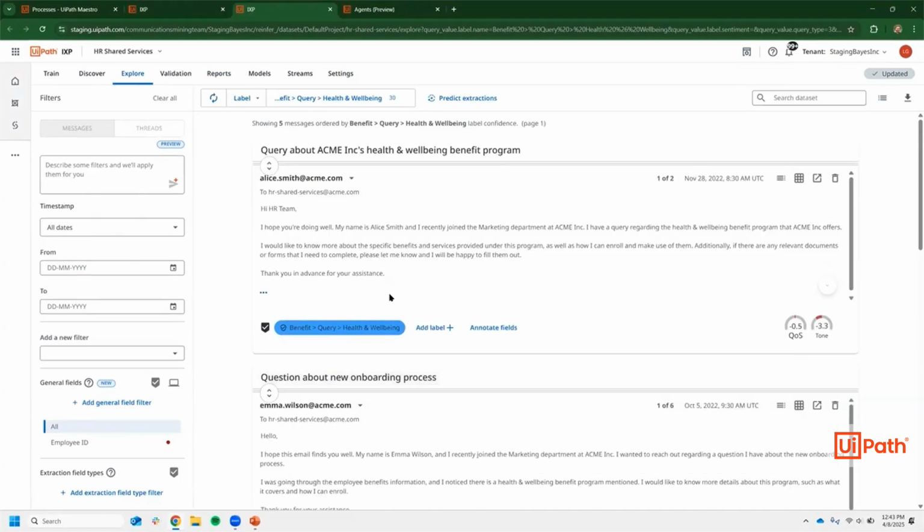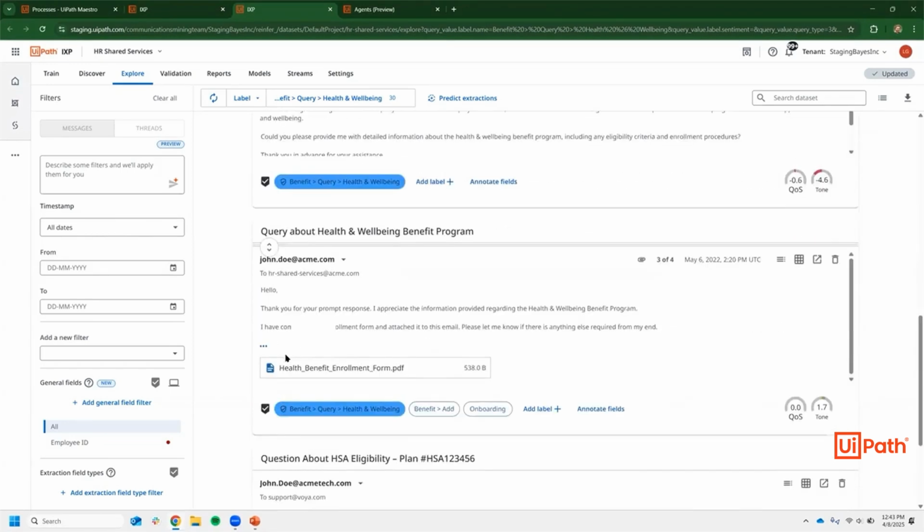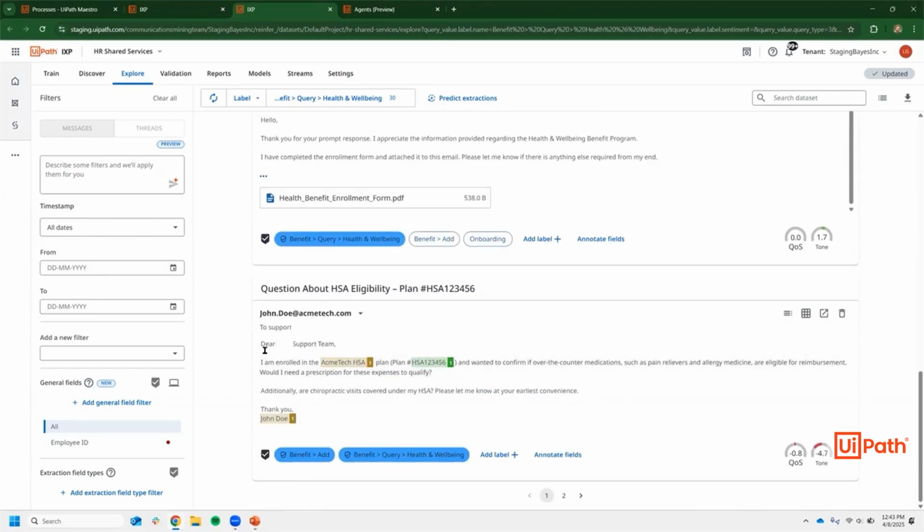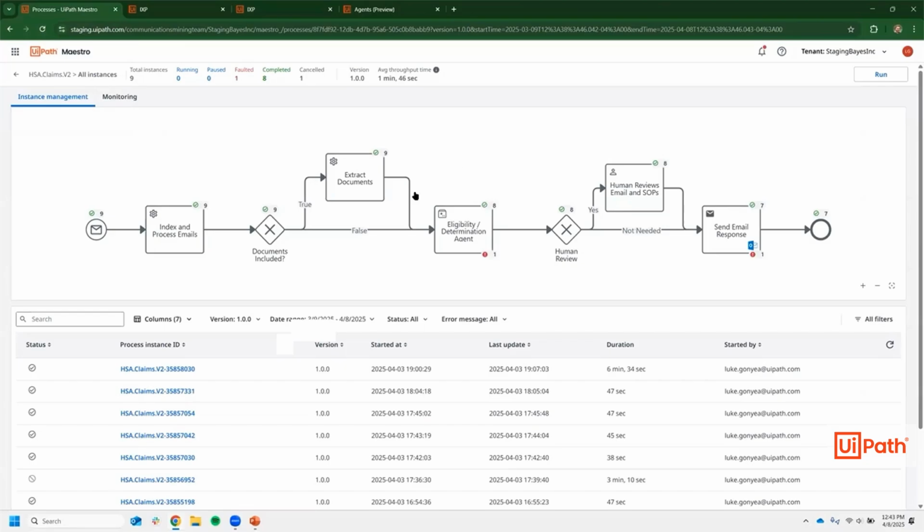In my example, I have several emails coming into the UiPath platform that I have labeled being related to those health and well-being inquiries. I want to focus on John Doe's inquiry. John Doe is including information about his plan, such as plan number, his employer name, and I'm able to not only identify the intent of the email, but also extract the corresponding data points from that email. These pieces of information are handed back to the agent to determine the eligibility of the expense.